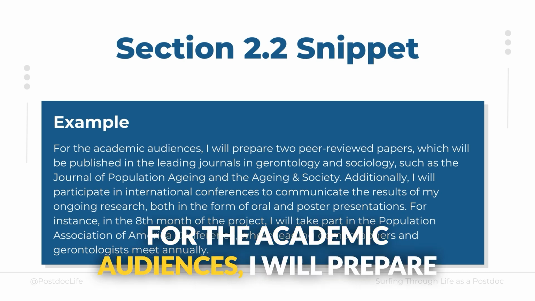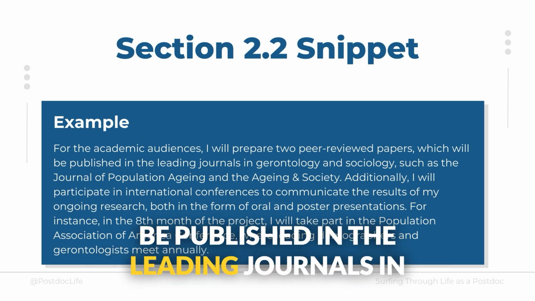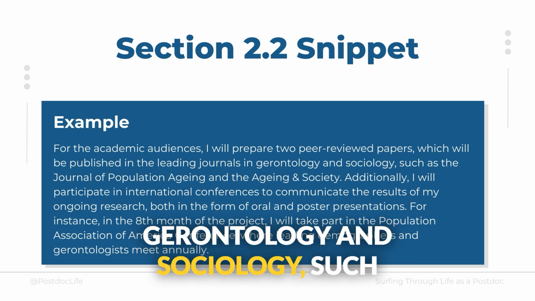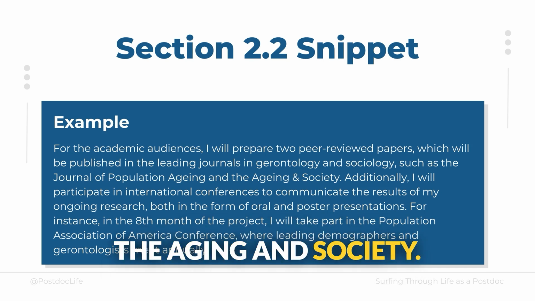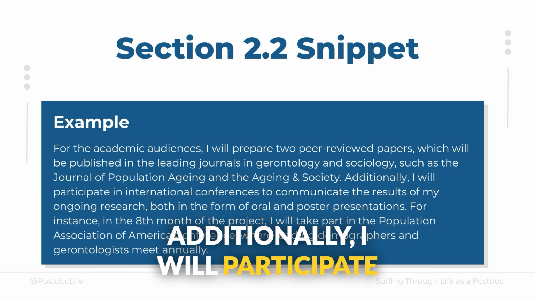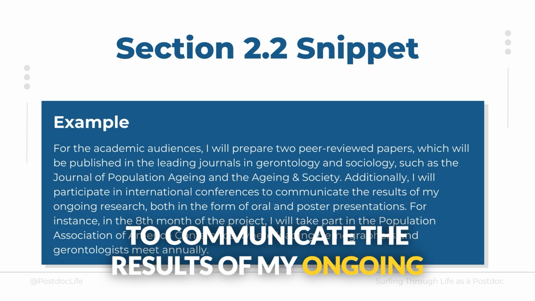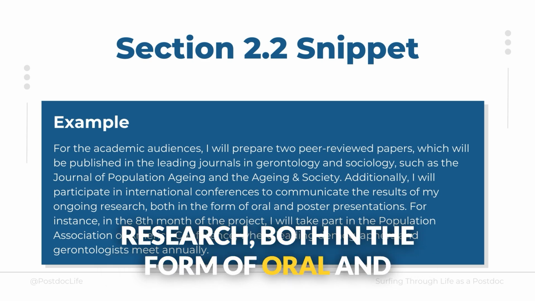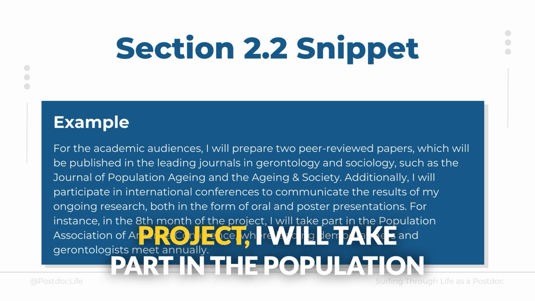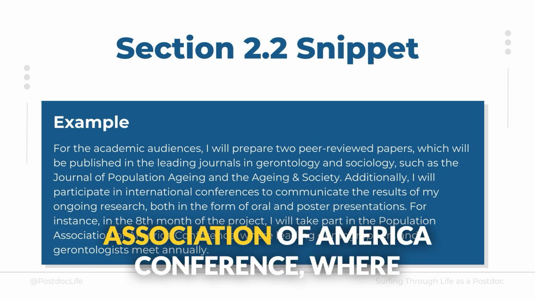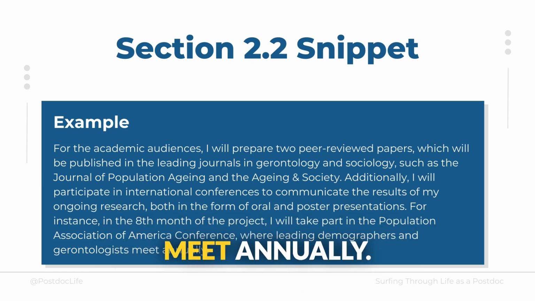For the academic audiences, I will prepare 2 peer-reviewed papers which will be published in the leading journals in gerontology and sociology, such as the Journal of Population Aging and Aging and Society. Additionally, I will participate in international conferences to communicate the results of my ongoing research, both in the form of oral and poster presentations. For instance, in the 8th month of the project, I will take part in the Population Association of America conference, where leading demographers and gerontologists meet annually.